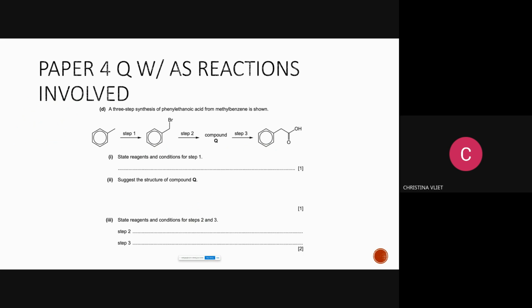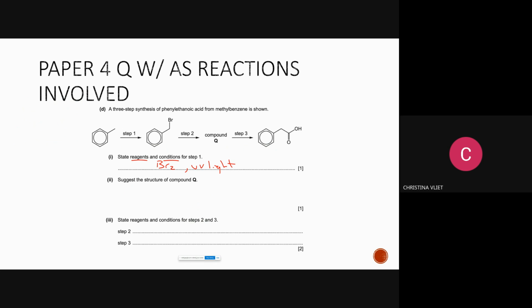All right, so a 3-step synthesis of phenol ethanoic acid is shown. They ask you reagent and conditions. This we went over last class. Because the bromine is not adding directly to benzene, it's adding to the carbon outside of benzene. It has to be Br2 and UV light. You have to give both your reagents and conditions to get the 1 mark.